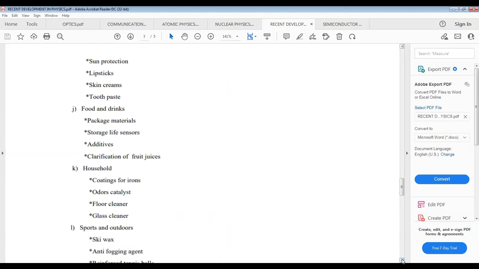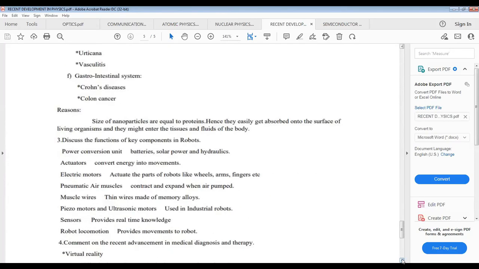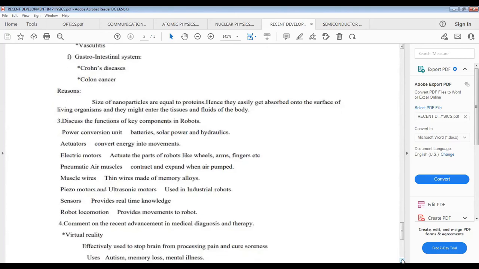This is about your 10th lesson. And one more thing we wanted to discuss regarding practicals. You have 6 practicals. One is comparison of EMF using potentiometer, then tangent galvanometer, and another one is PN junction diode, only forward biasing, not reverse biasing.